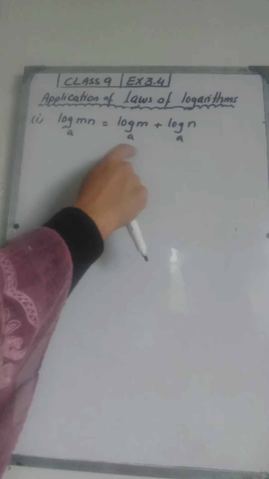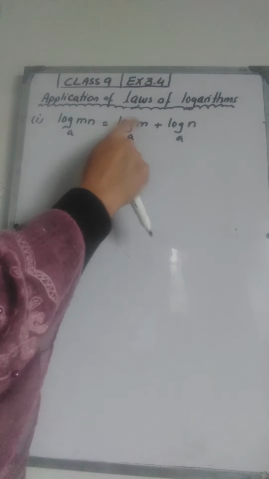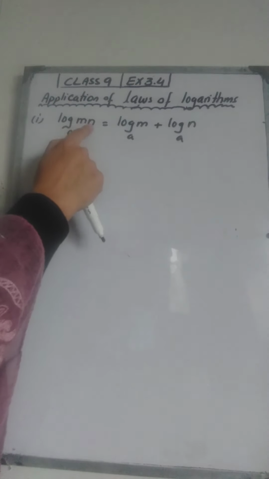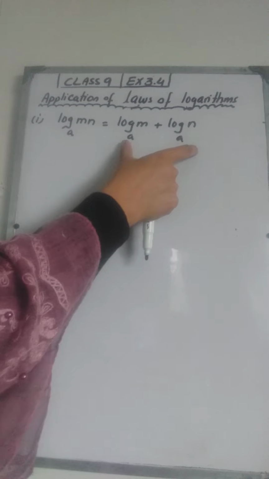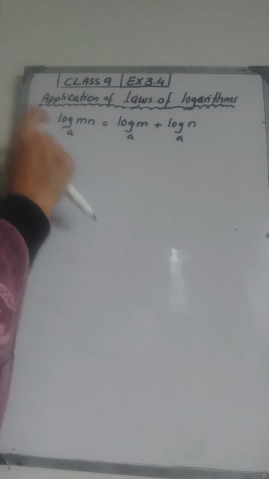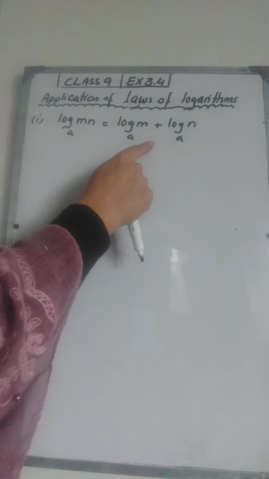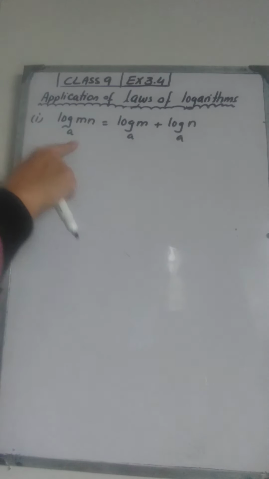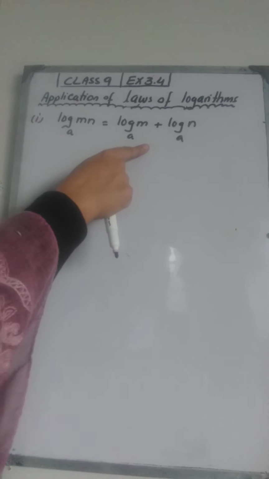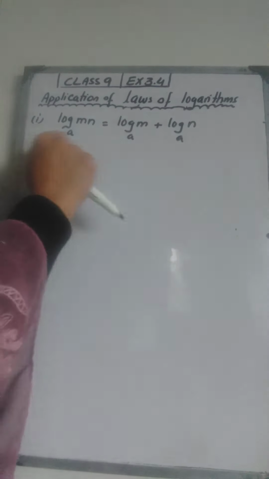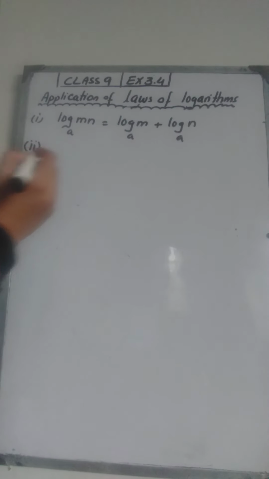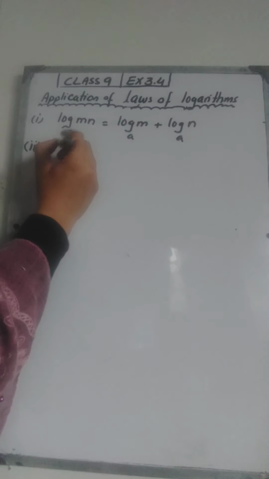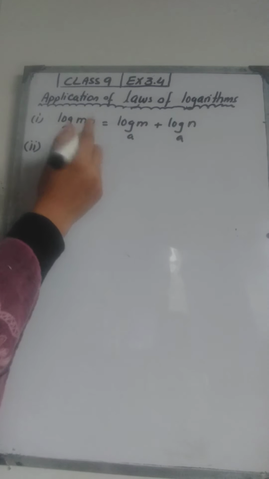So whether you find the log of the product of two numbers or you add their logs, the answer will remain the same. It is easier to find the log of m and n separately than to find the log of m into n. Therefore this side is a more simplified form. There is much less calculation on the right hand side than on the left hand side. The log will be easier on this side, so we often use this law to make our work more convenient. This is the first law, the law of product, because we have the product of two numbers.